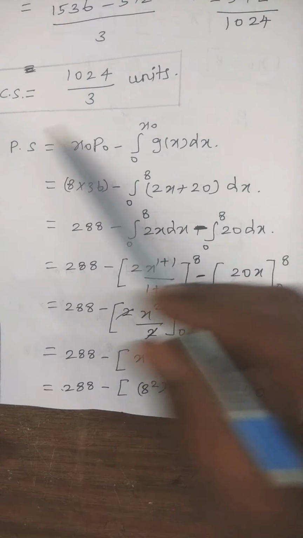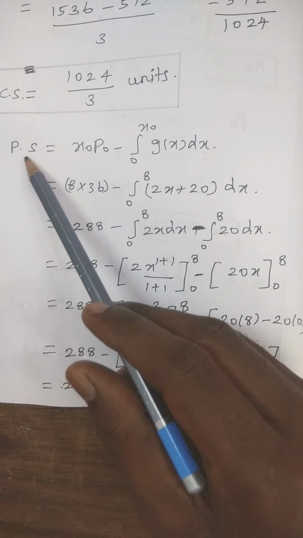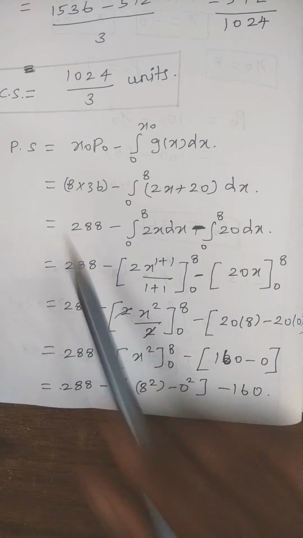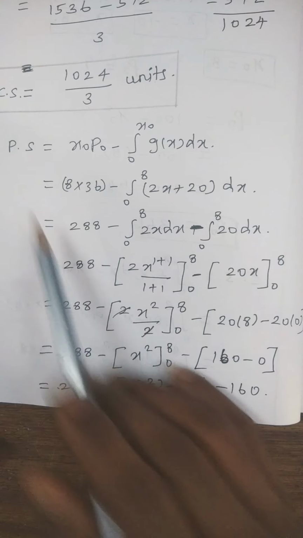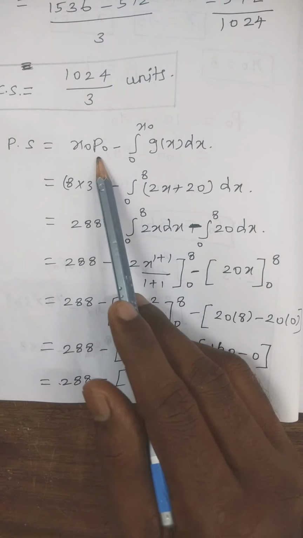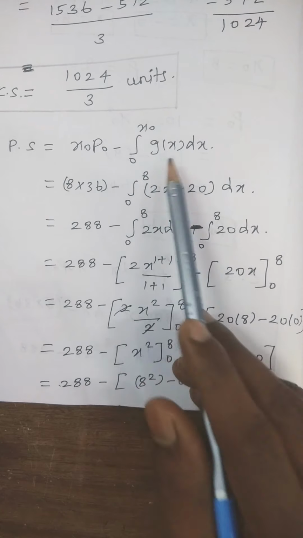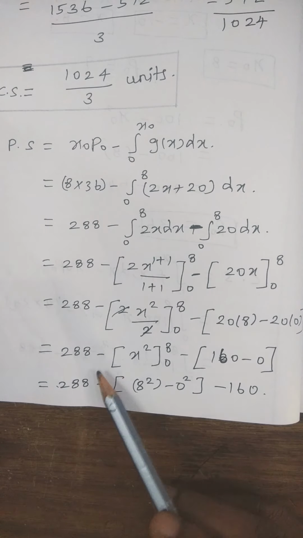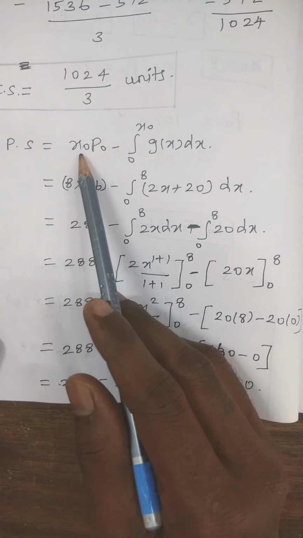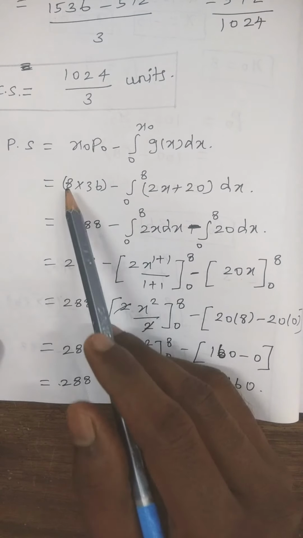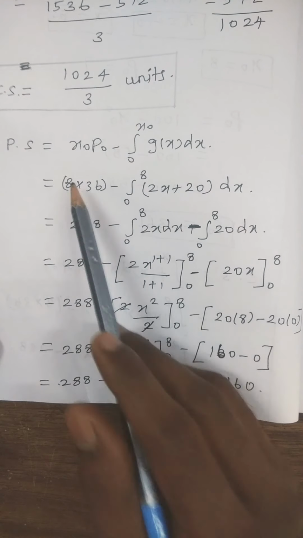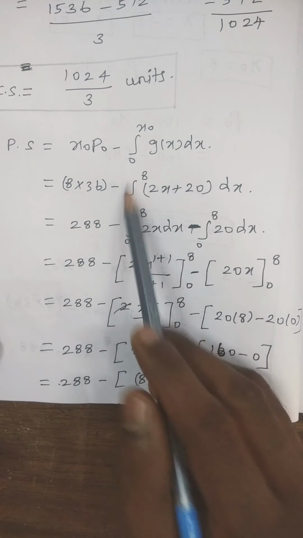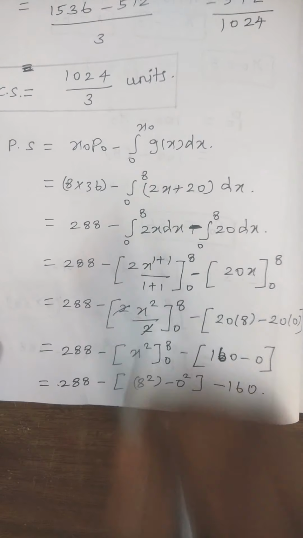So we found the consumer surplus. Again we find the producer surplus. First write the producer surplus formula. PS equals x naught into P naught minus integral 0 to x naught g of x dx. We know the x naught and P naught. What is x naught? 8, into P naught, which is 36. So 8 into 36 minus integral 0 to x naught value 8.